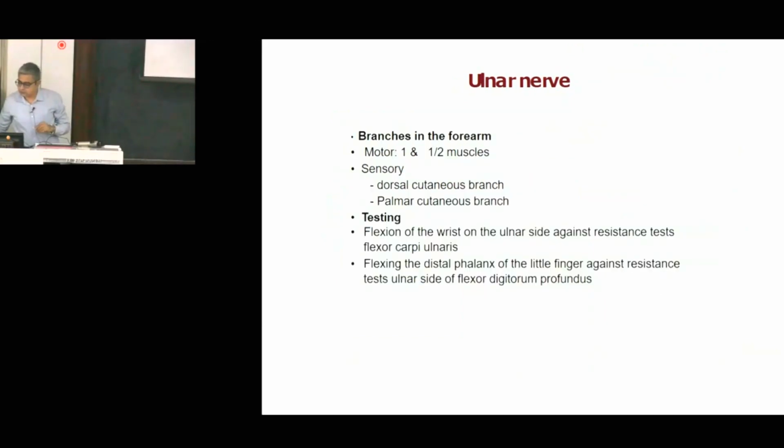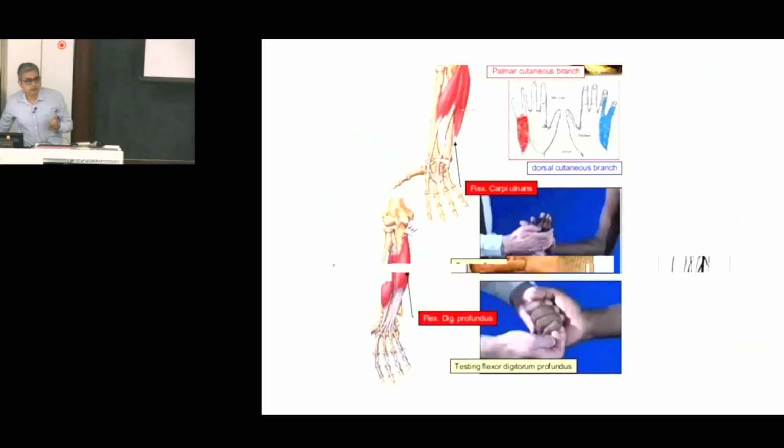Okay, so this is the distribution of the nerve. How are you going to test the muscles of the ulnar nerve? First, you ask for adduction, which tests this muscle. Then you do the finger pad test. For the interossei, palmar and dorsal interossei, hold a card and try to push. The dorsal interossei are tested by pressing from the side, and the palmar ones by asking for extension. Then for the lumbricals, you ask for this action against resistance. That is how you test them.